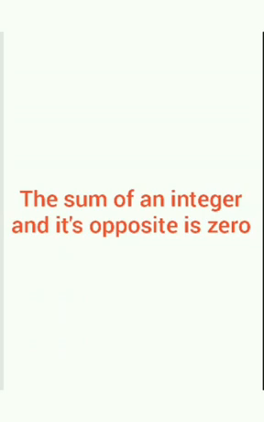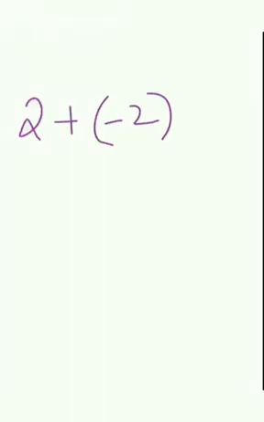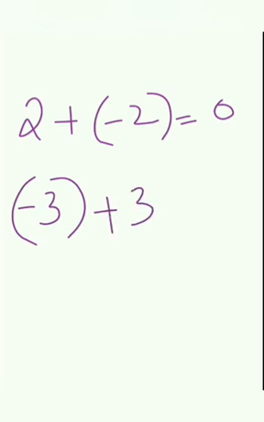And the next rule says that the sum of an integer and its opposite is 0. That is, if we add 2 plus minus 2, we know that the opposite of 2 is minus 2. So if we add these two numbers, we will get 0. Similarly, if we add minus 3 to 3, we know that opposite of minus 3 is 3. So we add these two numbers, we will get 0. Similarly, if we add any integer with its opposite, we will get 0.